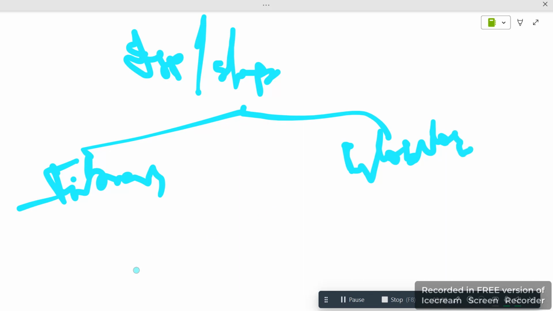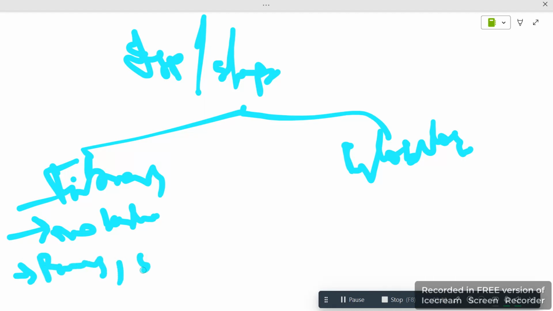So in fibrous, no tertiary structure is present. Here you will see primary and secondary structure, and when we talk about the globular, you will only see tertiary structure. This is the major difference.